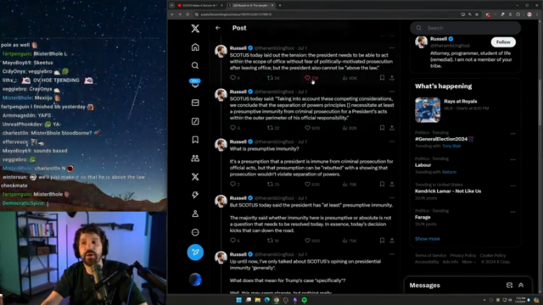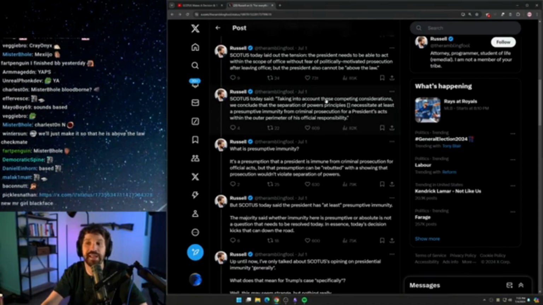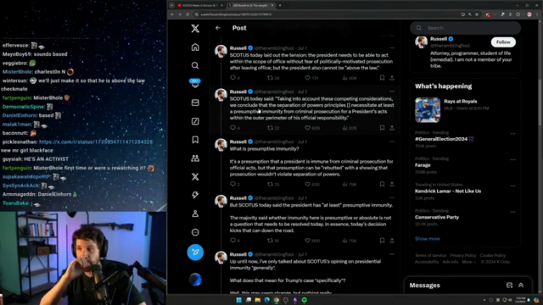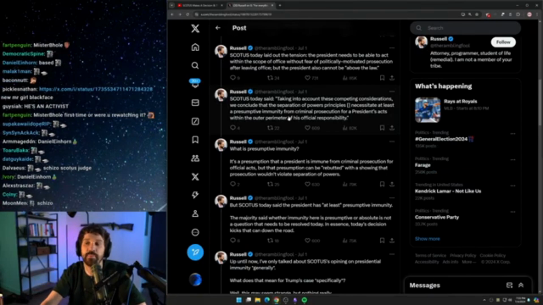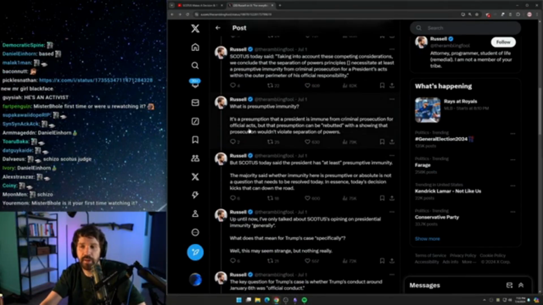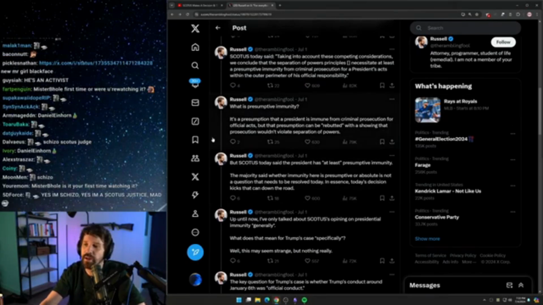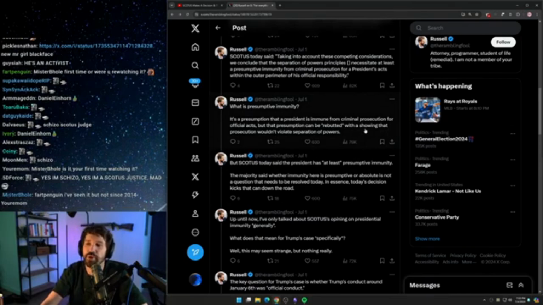SCOTUS today said, taking into account these competing considerations, we conclude that the separation of powers principle necessitates at least a presumptive immunity from criminal prosecution for a president's acts within the outer perimeter of his official responsibility. What is presumptive immunity? It is a presumption that a president is immune from criminal prosecution for official acts, but that presumption can be rebutted with a showing that prosecution wouldn't violate separation of powers.